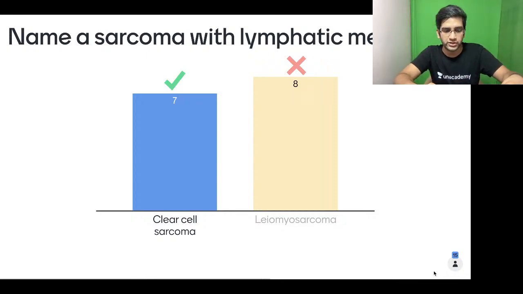Generally, sarcomas are hematogenous. Leiomyosarcoma, it's not so common to have a lymphatic metastasis in leiomyosarcoma. They go to the lungs or the liver, which is hematogenous. Fine. Next question. Join in and let's start it.